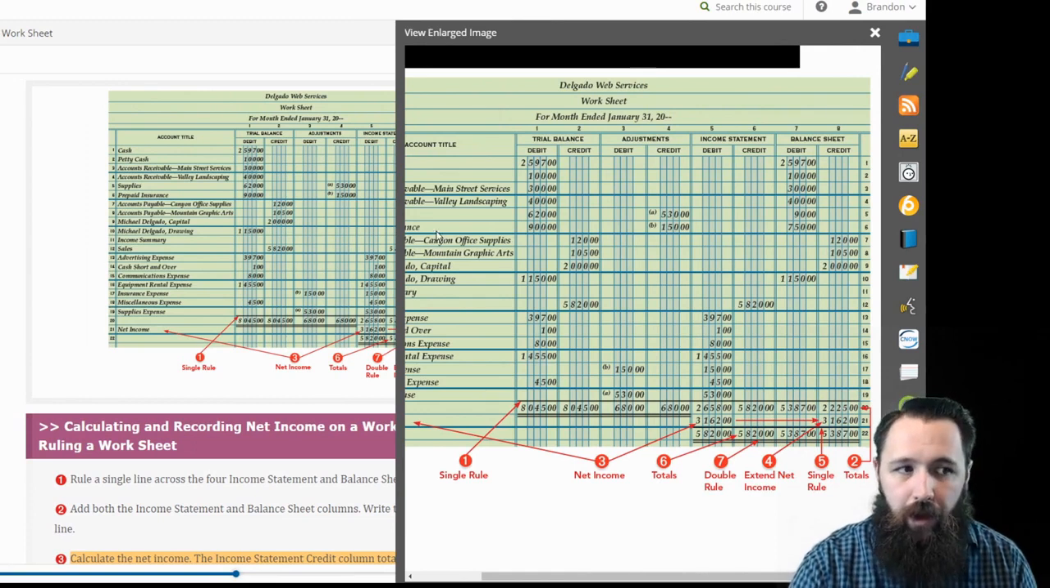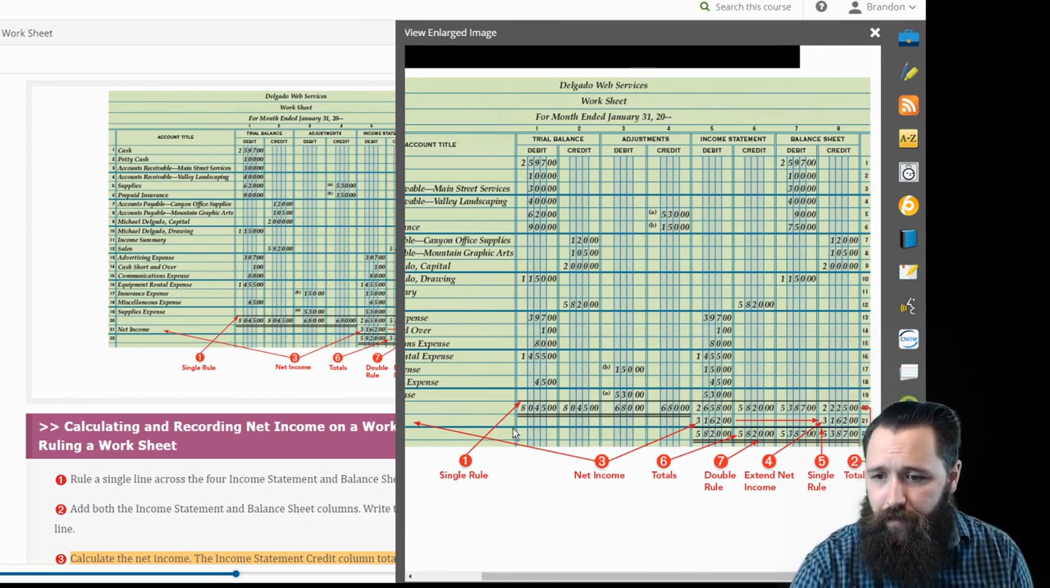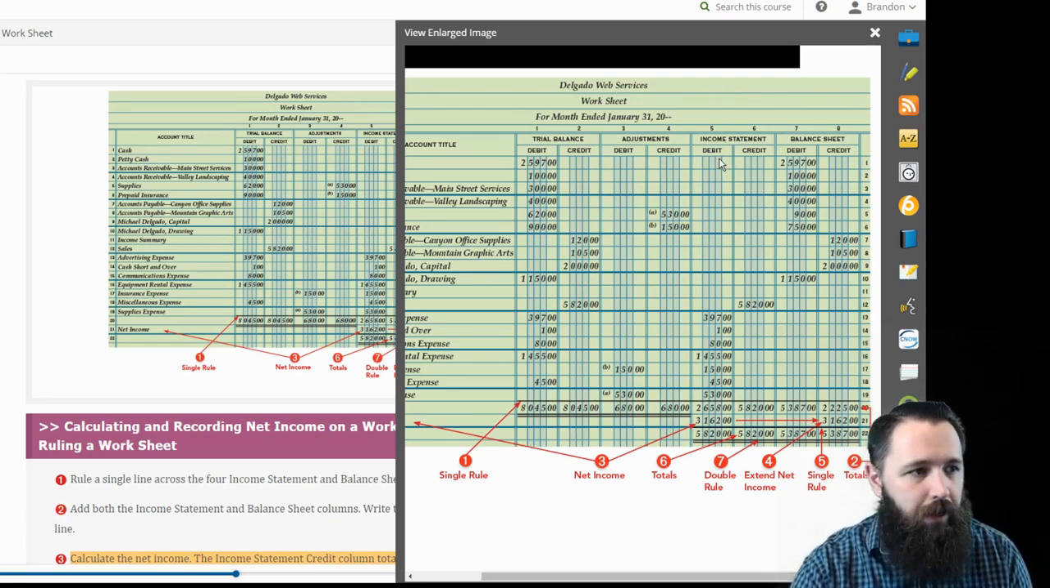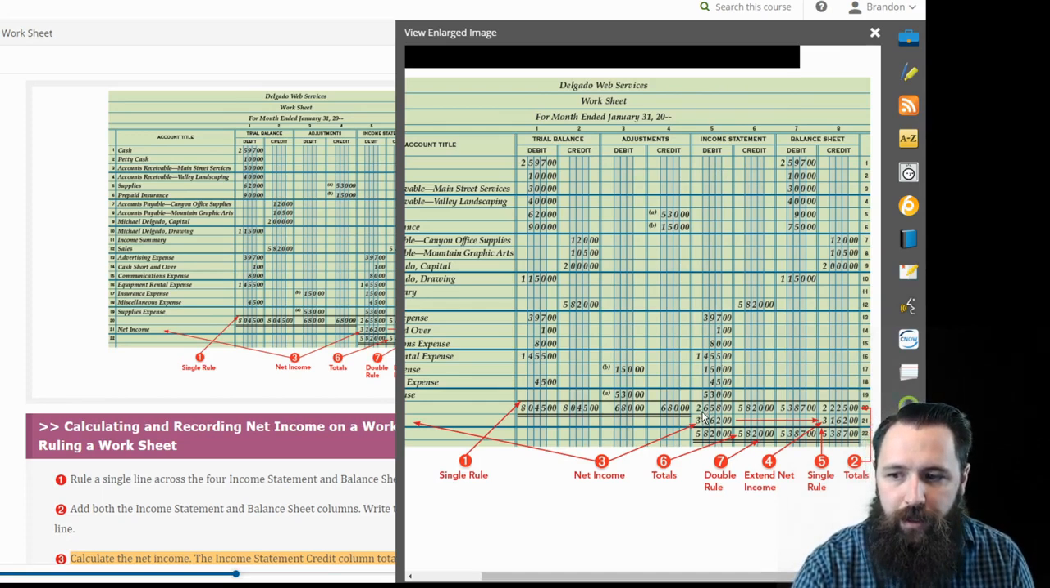Okay, so over here, we've added up all of our income statement debits, which are all of our expenses. And what does that equal? It equals 2,658. Okay. Now, if we look over here on our income statement, we add up all the credits.